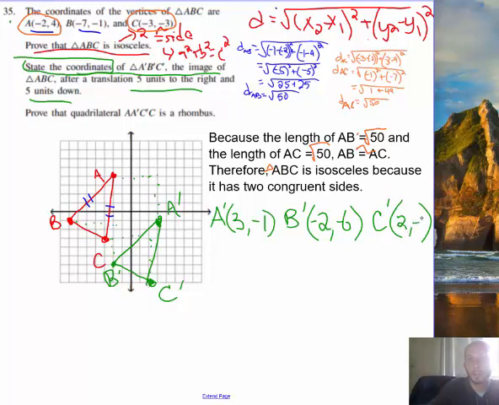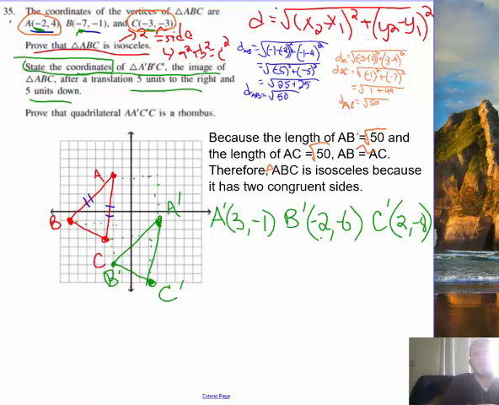So the way that I said I'm going to check this is translations, you could just add and subtract. So since this is 5 to the right, that means add 5 to the x values. -2 plus 5 is 3. -7 plus 5 is -2. -3 plus 5 is 2. I'm good with that.